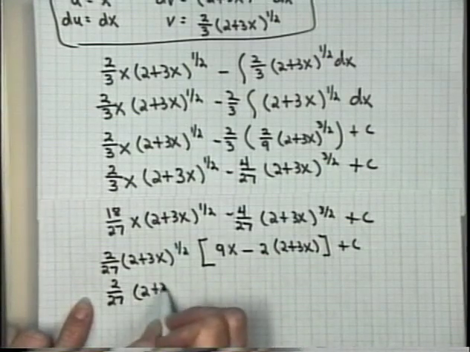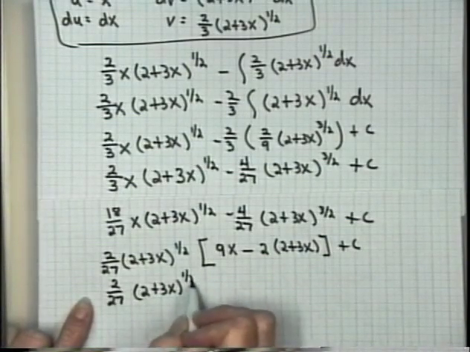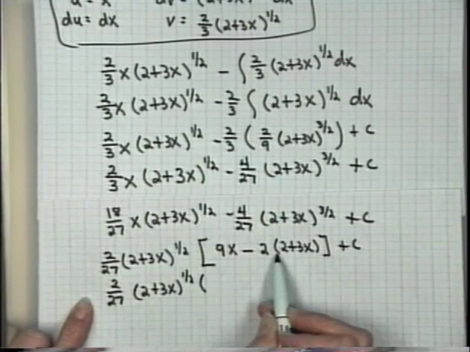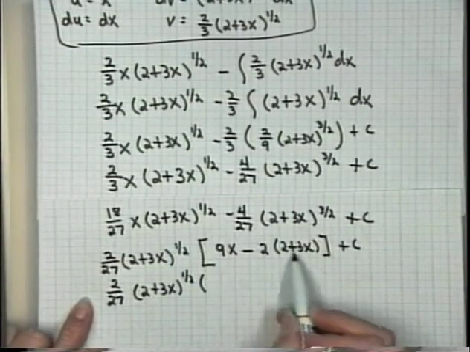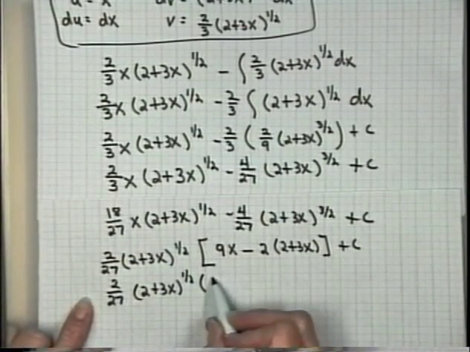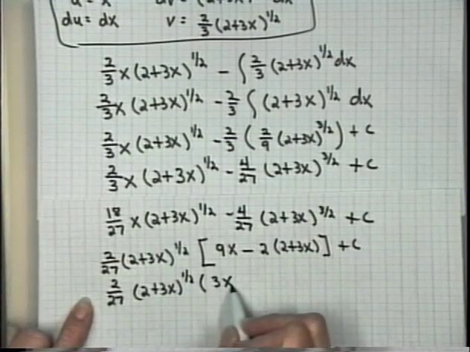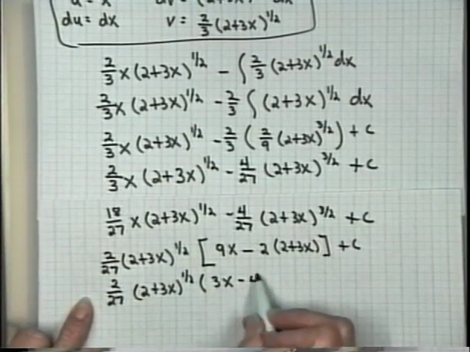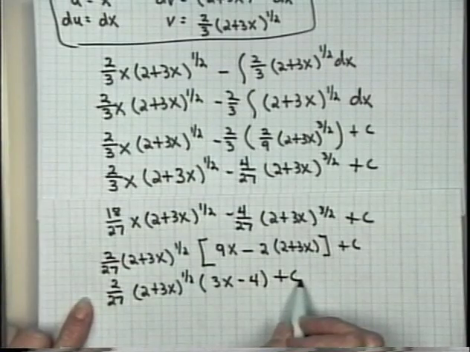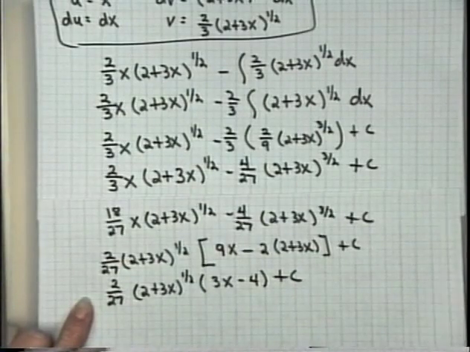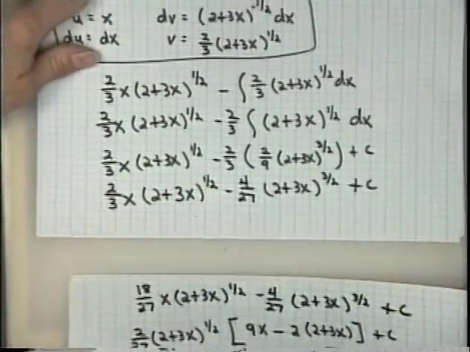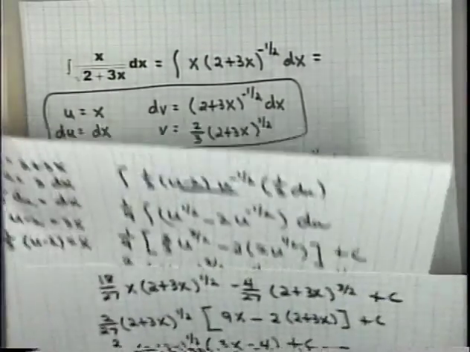Okay? Now, let me do one more step here. 2/27, 2 plus 3x to the 1/2. And simplifying here, notice you have 9x. This would be a minus 6x. So 9 minus 6 would be a 3x minus a 4 plus c. Okay? Now, we're going to leave that for a second. That was our first answer. We took it and factored it.